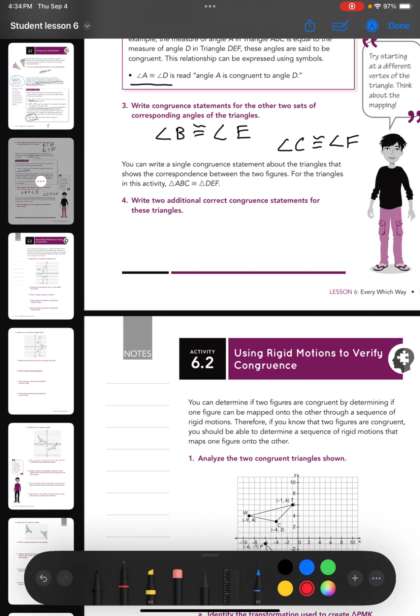As we rotate this through to write other examples, if we start with the B, we could say triangle BCA is congruent to triangle, now we'd start with the E, EFD. Or if we started with a C, we could say triangle CAB is congruent to triangle FDE. And those would be two other congruency statements talking about the same triangles. They would all be correct. They would all mean the same thing.